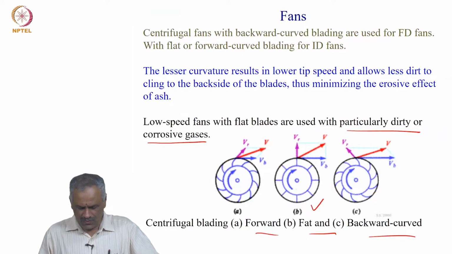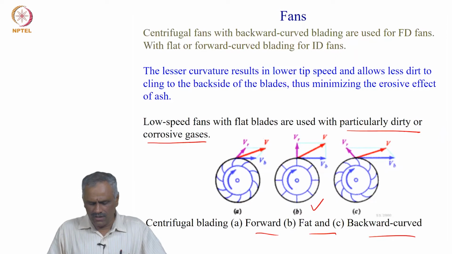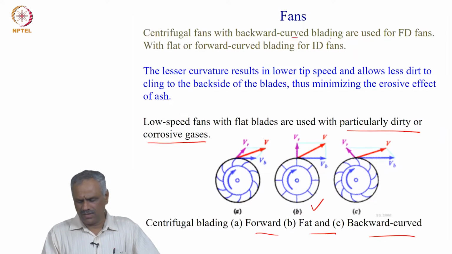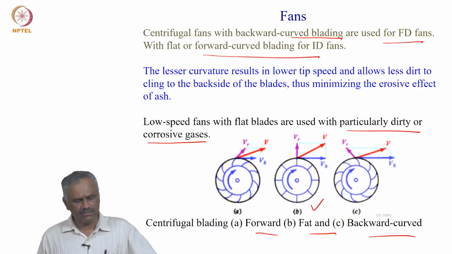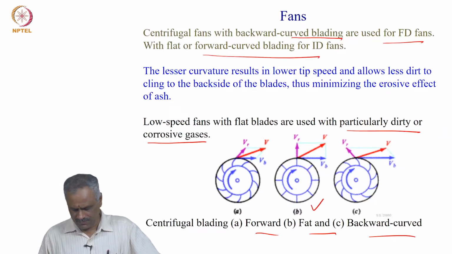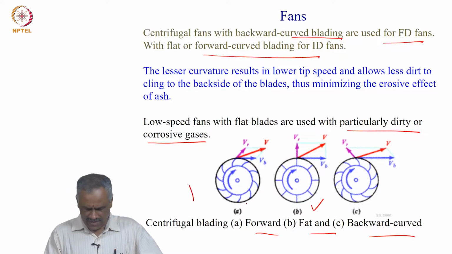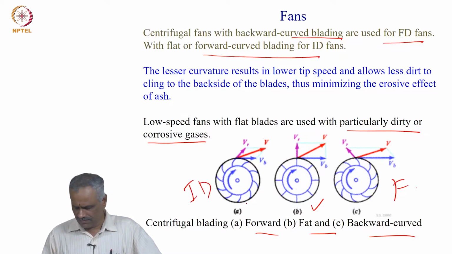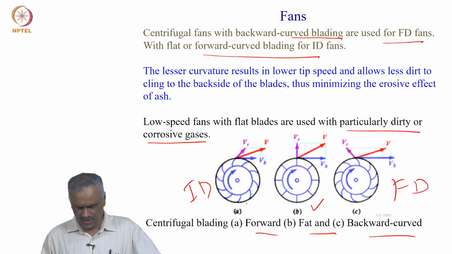So, generally, centrifugal fans with backward curvature blading are used for FD, and forward is for ID fans. The forward is the ID fan, this is FD. This is the forward, this is the backward curvature, and this is straight and flat here.